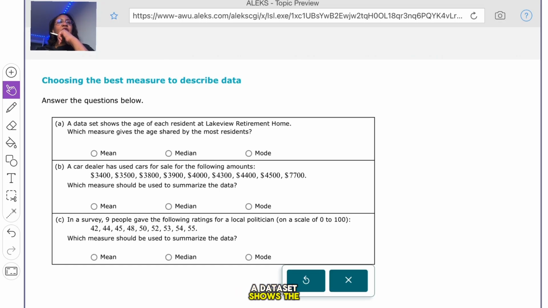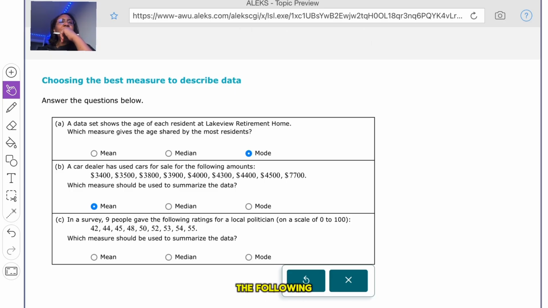So a data set shows the age of each resident at Lakeview Retirement Home. Which measure gives the age shared by the most residents? So that would be the mode, because we want the most that appears in the data set, and we're talking about age. A car dealer has used cars for sale for the following amounts. And when we talk about summarizing the data, I would say the mean.